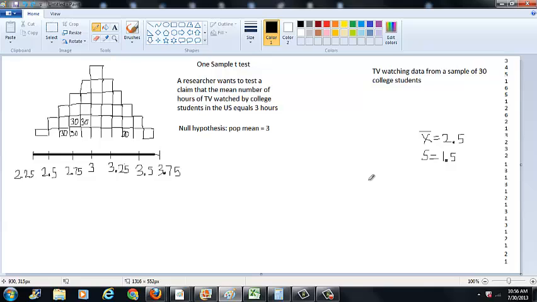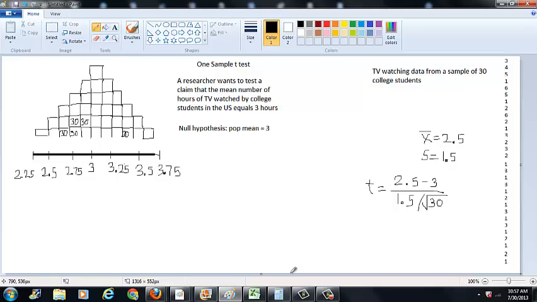The t-score for a one sample t-test is the sample mean, which is 2.5 in this example, minus the population mean being tested, which is 3, over, on the bottom, the sample standard deviation of 1.5, and then over the square root of our sample size. Our sample size is 30 because we've collected data from 30 people. And if we solve all of this, we'll get our t-score.